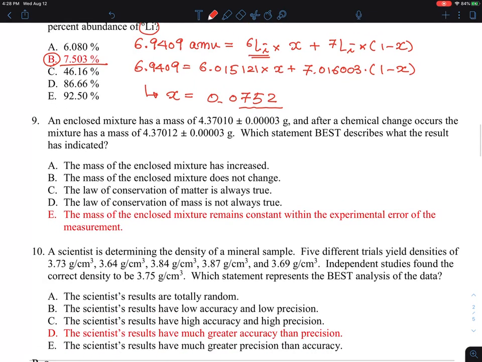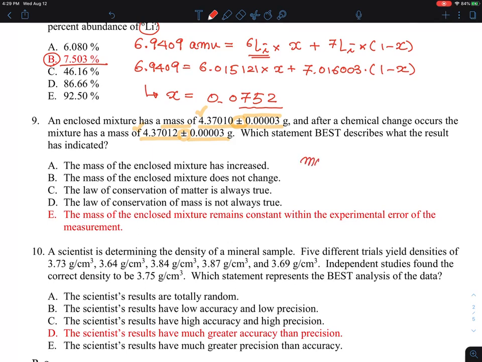Okay, number 9, and let's look at that. There is a sample that has a mass of this, and after the chemical reaction, the mixture has a mass of this, with these errors. So this is a plus minus, that's an error, and there's a plus minus with this error. What you find out is that the mass before and after the reaction does not change. This is known as mass conservation in a closed system for a reaction.